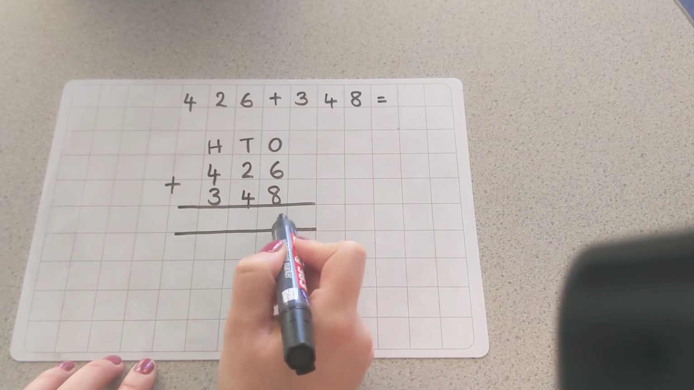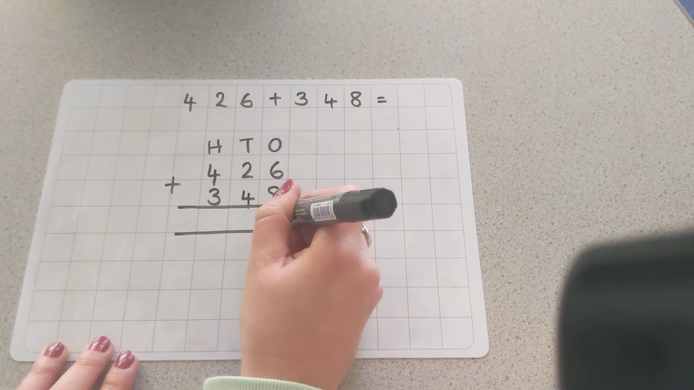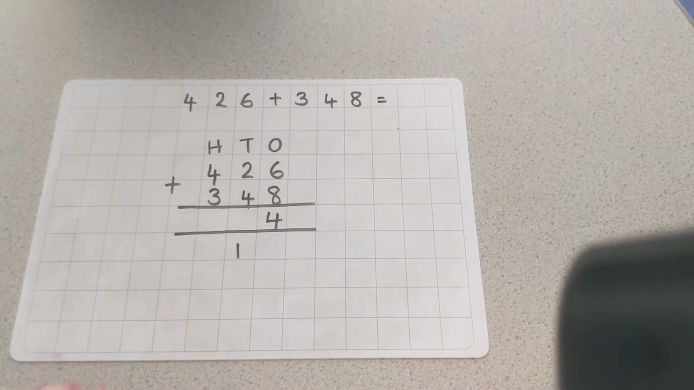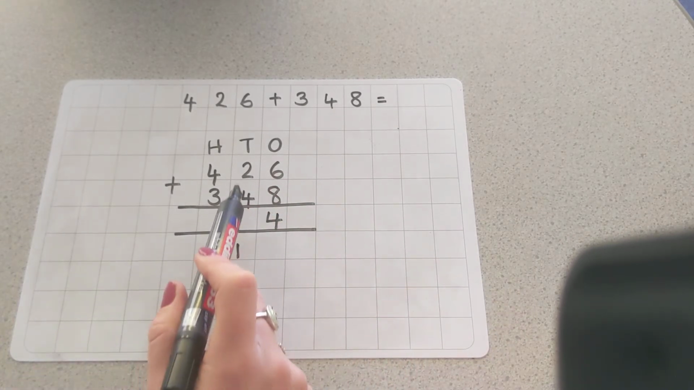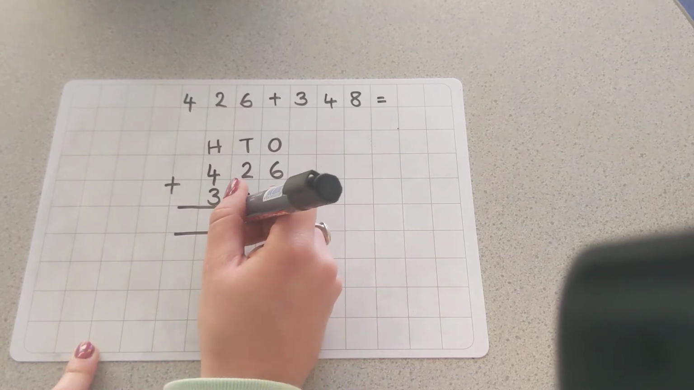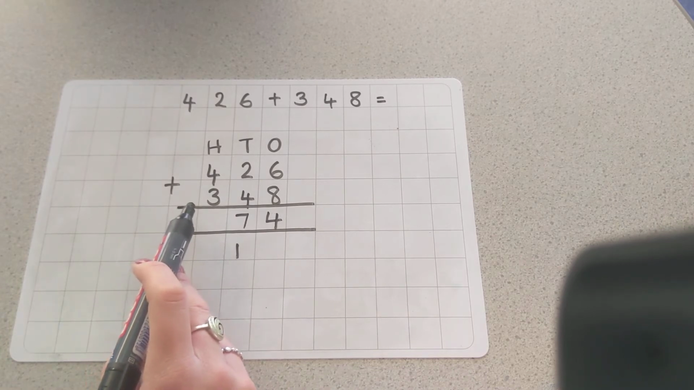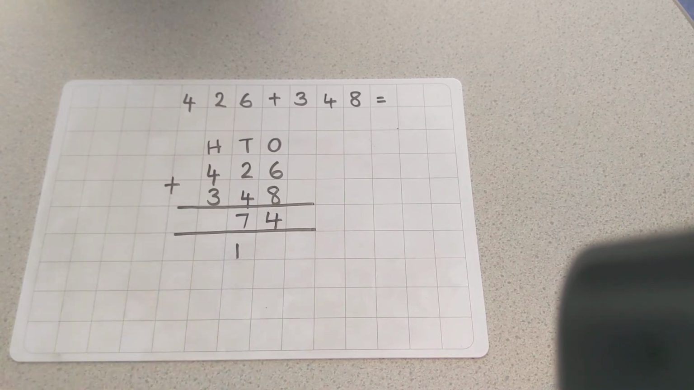Now we can't put 14 all under the ones column, but we do know that 14 has 4 ones and 1 ten. So the 1 ten sits beneath the line, but in line with the tens numbers. Then we need to add together 2 tens and 4 tens and 1 ten. So we have a total of 7 tens. And then we can add together our hundreds. So 400s plus 300s gives us 700s. So the answer for that calculation is 774.